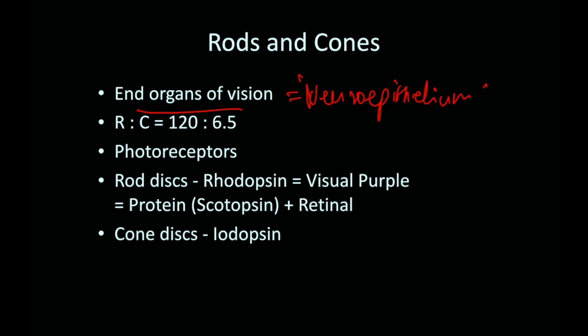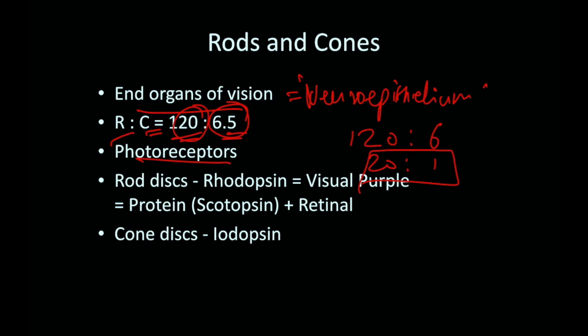Okay, they call it the neuroepithelium. The rods and cones, what is the ratio? There are 120 million rods and 6.5 million cones. So the ratio is almost 20:1, right? The ratio between rods and cones is 20:1.